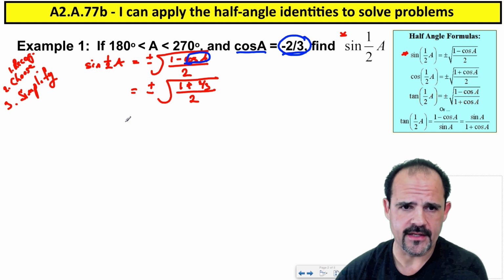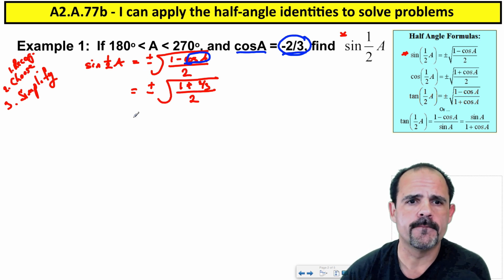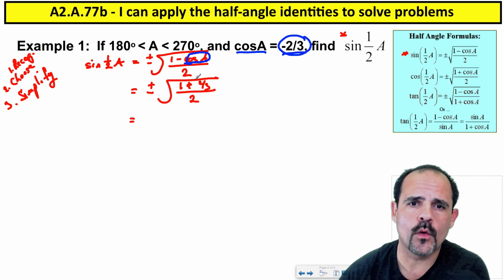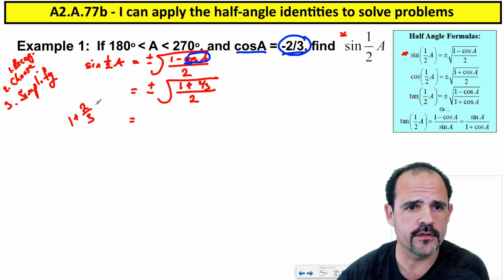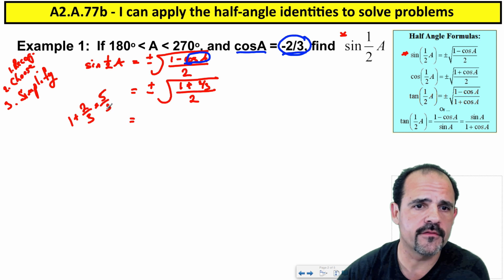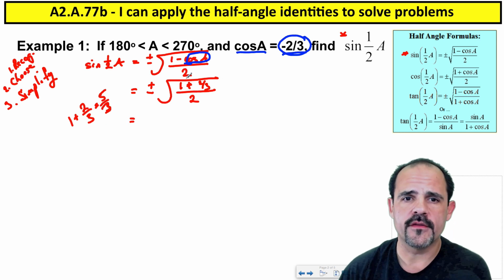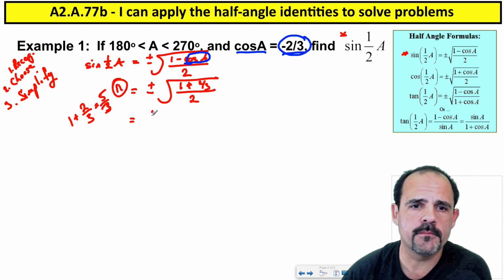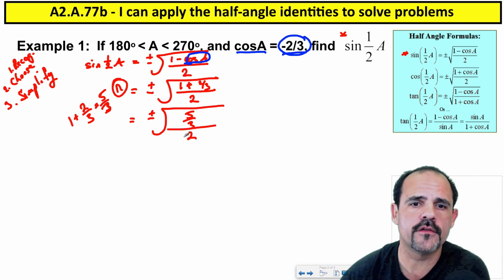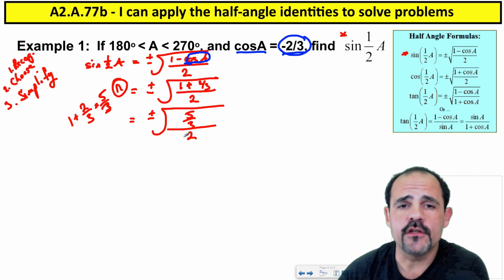So what I mean by that is the first thing you want to do is simplify the numerator. So I mean just that 1 plus 2/3. Use your calculator if you need to. I know that 1 is 3/3, and 2/3 added is going to be 5/3. Okay, so now this numerator I do first, and that's going to give me positive or negative 5/3 over 2. Now we're going to do the denominator.